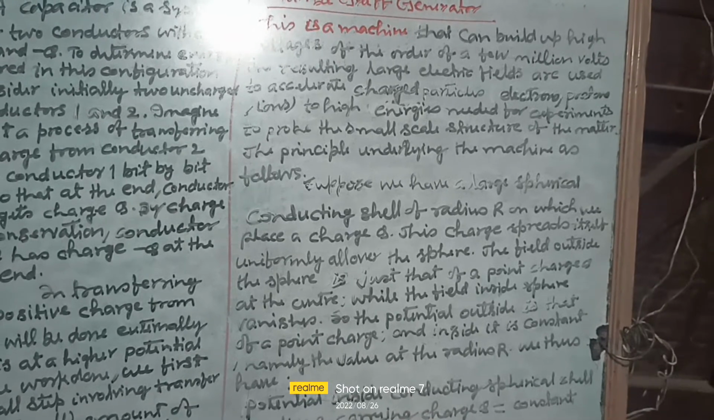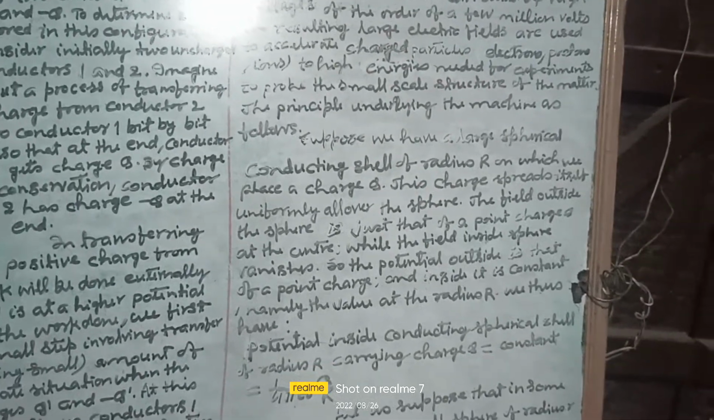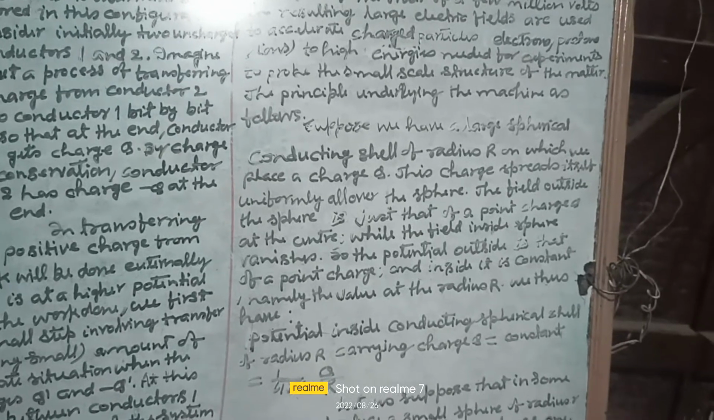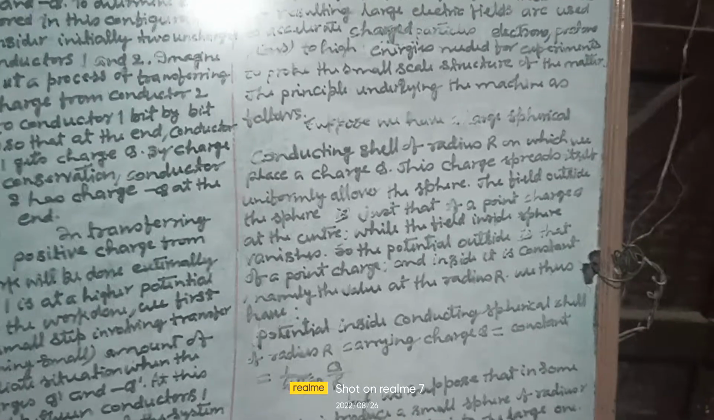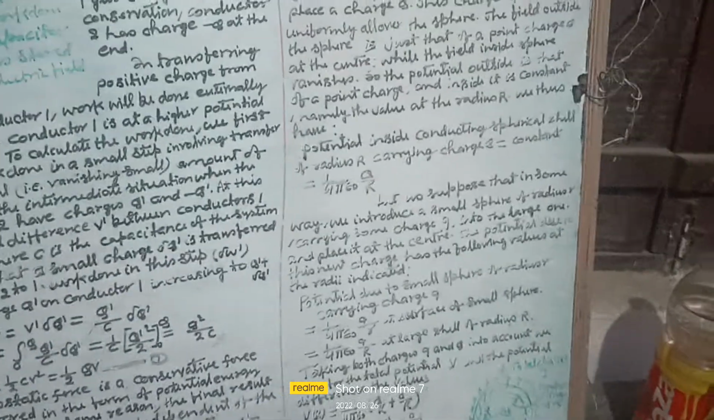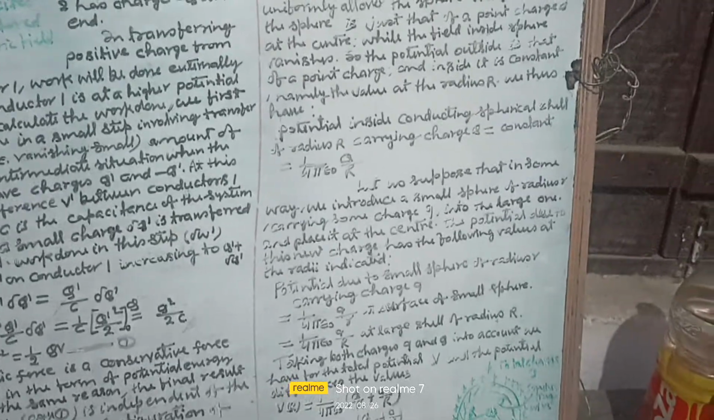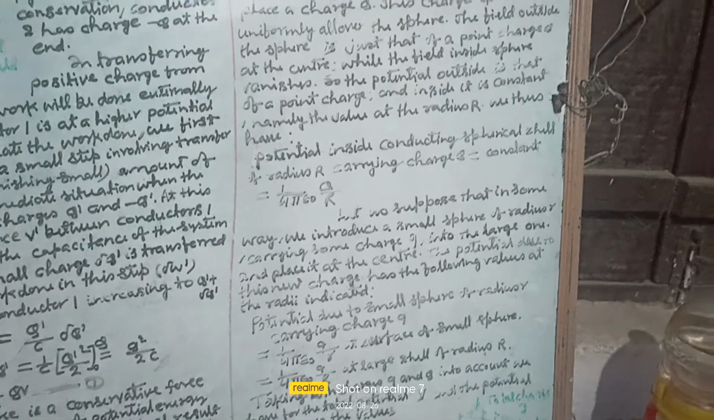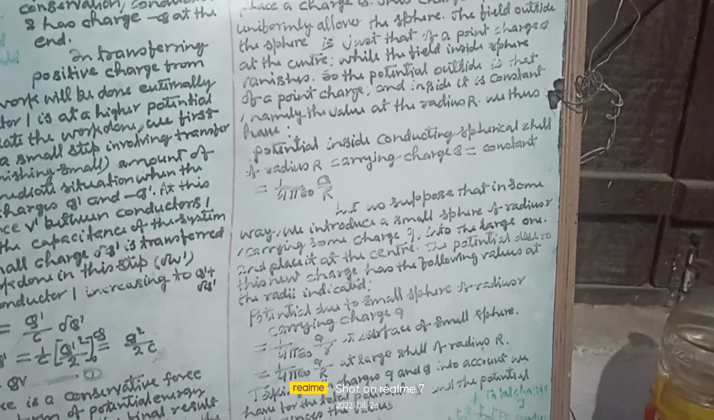Suppose we have a large spherical conducting shell of radius R on which we place a charge Q. This charge spreads itself uniformly all over the sphere. The field outside the sphere is just that of a point charge at the center, while the field inside the sphere vanishes. So the potential outside is that of a point charge, and inside it is constant, namely the value at the radius R. We thus have the potential inside a conducting spherical shell of radius R carrying charge Q given by 1/(4 pi epsilon naught) Q/R.